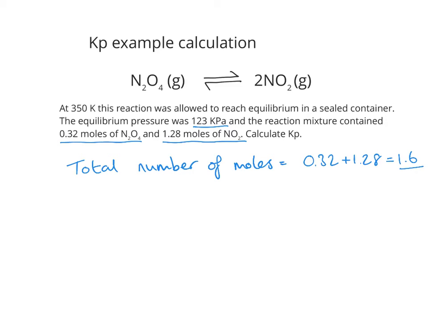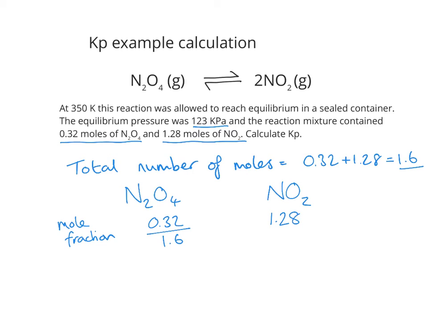So therefore, my mole fractions, if I write this underneath the gases to make it clearer, notice I'm not bothering about the 2 in front at the moment, so I'm not using the balancing numbers yet. I will need them when I calculate Kp. So my mole fraction is going to be, for the case of N2O4, 0.32 divided by 1.6, and for NO2 is going to be 1.28 divided by 1.6. Now you can leave your numbers like that and multiply them by partial pressure, or you can work them out. So it turns out that this equals 0.2 and this equals 0.8.